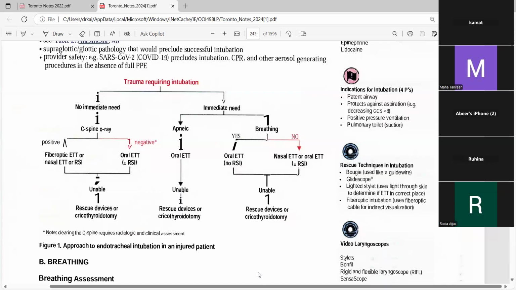If negative, then oral ETT. If both are unable, then rescue devices or the cricothyroidectomy. If it's an immediate need, the patient is having apnea or a breathing problem, go for oral ETT. If unable, then go for the same rescue devices.